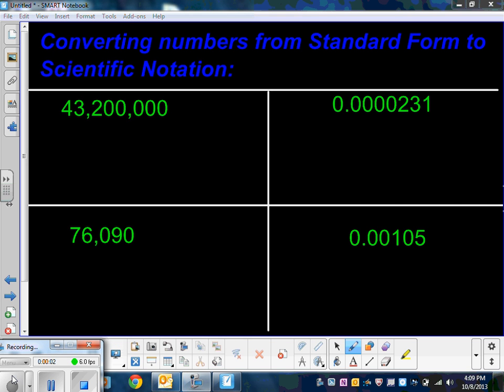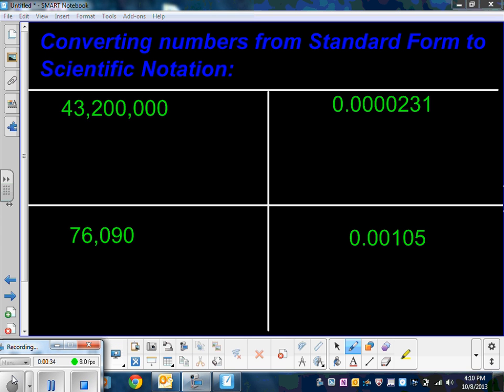This video is intended to be a review of converting numbers from standard form to scientific notation. Let's take a look at our first example, 43,200,000. Now, if you remember our discussion about scientific notation, we stated that there can only be one digit in front of the decimal in our decimal term. If we look at this number, 43,200,000, we obviously have more than one digit in front of the decimal.